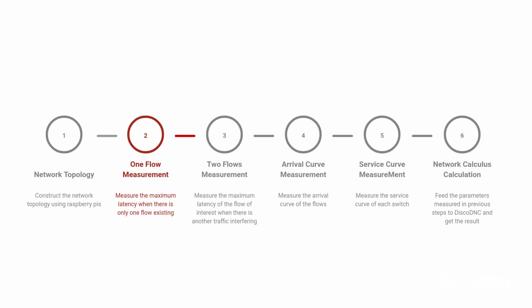In the second part, we will measure the maximum end-to-end delay when there is only one flow existing. The flow used in this part passes all 4 switches, which is also known as the flow of interest in the next part.